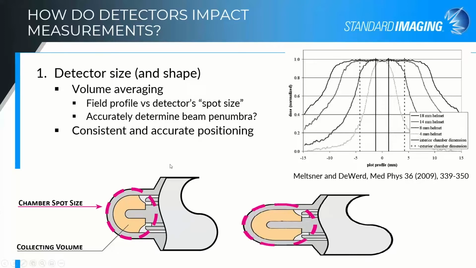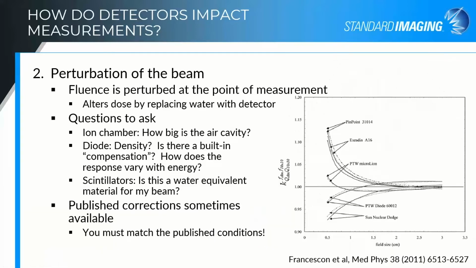The profile, as we were looking at in that plot, relative to the chamber's spot size, which is a metric that we like to use just to describe that physical shape, physical extent of your detector. And if you've got a spherical spot size versus an elongated spot size, then of course the orientation of your detector within your field plays a role as well, especially in determining your beam penumbra accurately. So consistent and accurate positioning also matters more as your detector size becomes comparable to the size of the field that you're measuring. Second point would be perturbation of the beam.